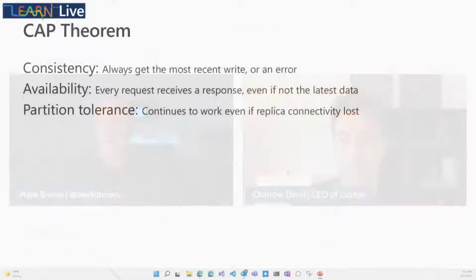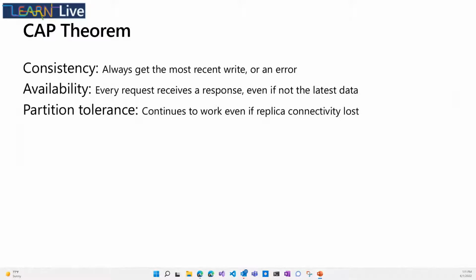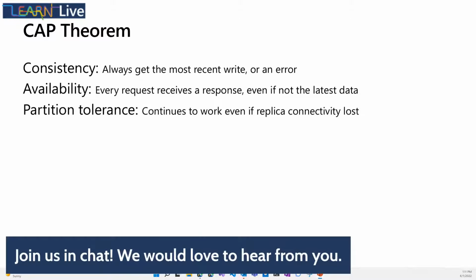So first, let's talk about CAP theorem here. CAP theorem basically says that you get 2 out of the 3 following guarantees. You get always the most recent data, or always the most recent write or an error, or every request receives a response, even if it's not the latest data, right?